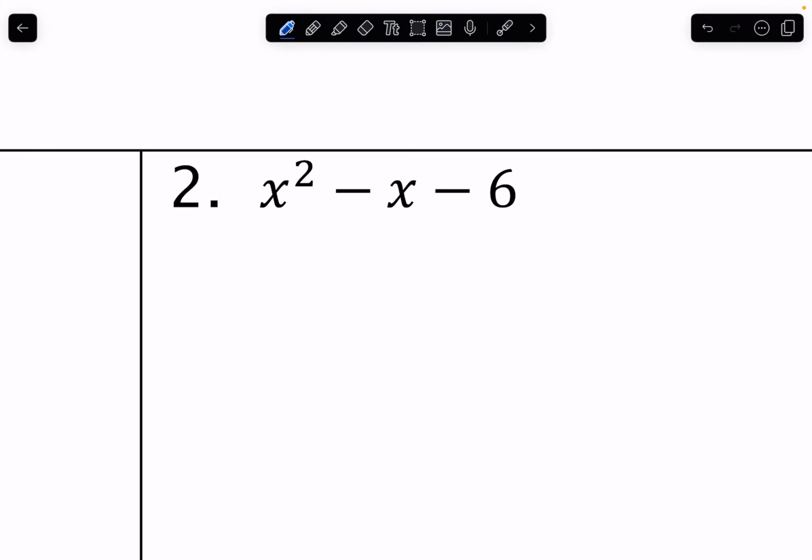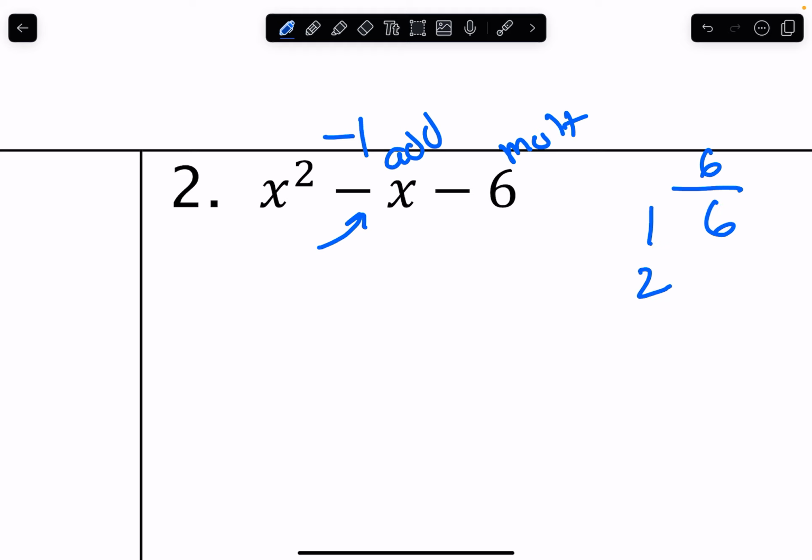All right, another trinomial. We look for a GCF. There is no GCF, so we can do easy trinomial factoring because there's no a value other than 1. We just need to find the two numbers that multiply to -6 and add to the number in the middle. Even though there's no number written in the middle, we go with the coefficient on the middle term, and that coefficient is -1. So let's list out the factors of 6: 1 and 6, and 2 and 3.